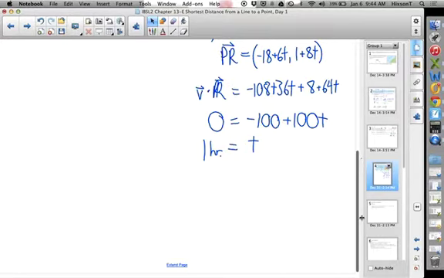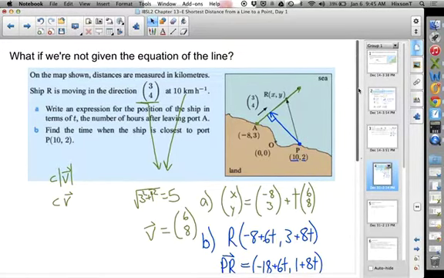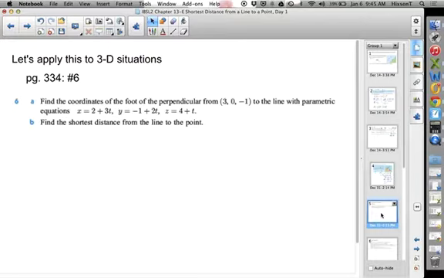Alright, so we've done a few of those. Notice again, this is just an extension of what we were just doing. Let's take it one step further and let's look at three-dimensional situations. This is taken directly from the homework section in your book, but number 6 says, find the coordinates of the foot of the perpendicular from the point 3, 0, -1 to the line with parametric equations x equals 2 plus 3t, y equals -1 plus 2t, and z equals 4 plus t.